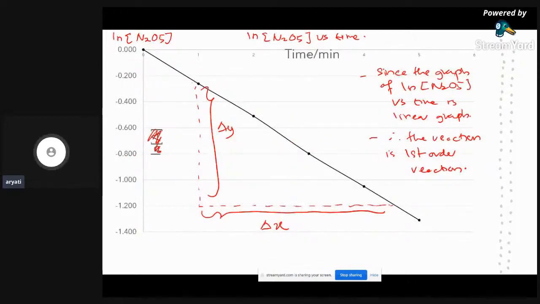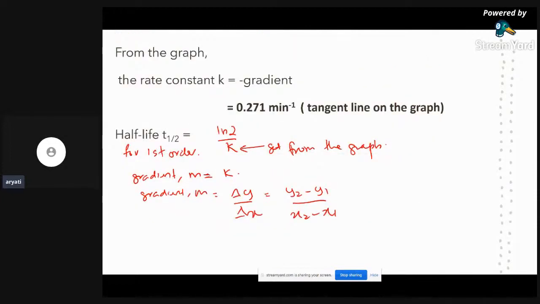So delta y, y2 minus y1 over x2 minus x1. Okay, so kat sini, this is the value for y2. So this is the value for y1. So here is the value for x2. This is the value for x1. Okay, so from the graph, we found that the value of gradient is 0.271. So this will equal to the value of k.